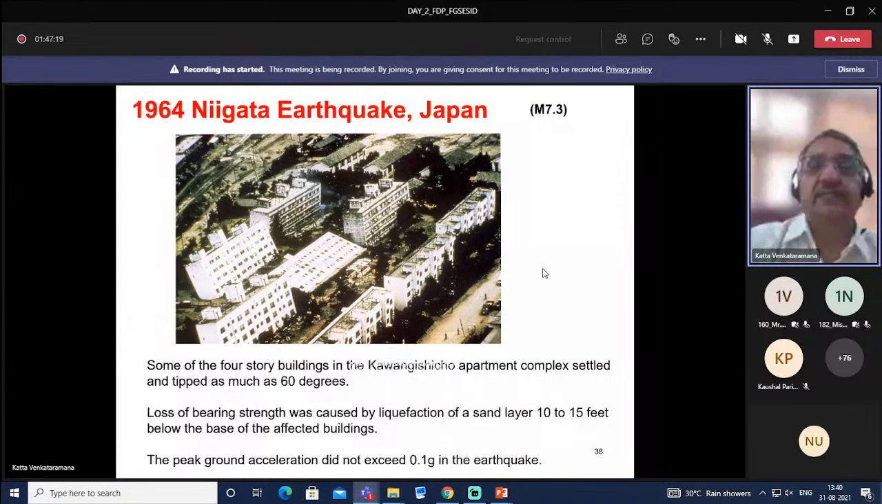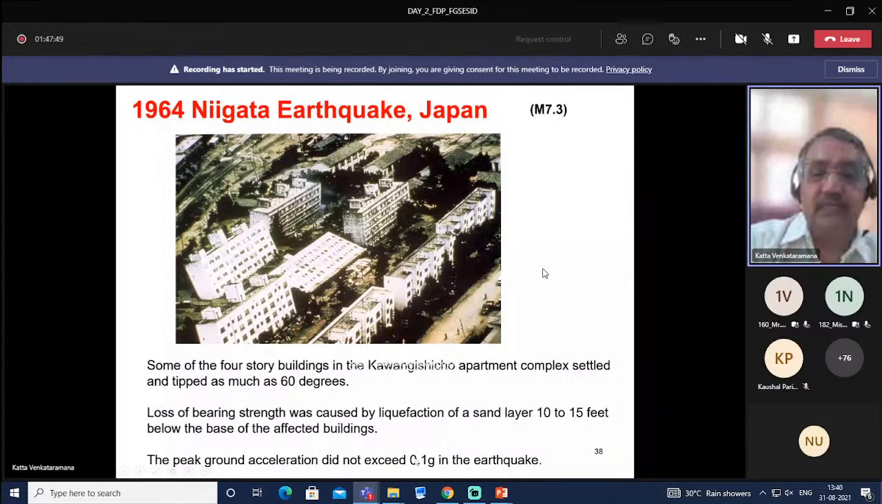In the 1964 Niigata earthquake, magnitude 7.3, the magnitude is relatively less compared to other earthquakes. Some of the four-story buildings in this Kawangi Shichijo apartment complex settled and tipped as much as 60 degrees. Loss of bearing strength was caused by liquefaction of a sand layer 10 to 15 feet, that is 3 to 5 meters, below the base of the affected buildings.